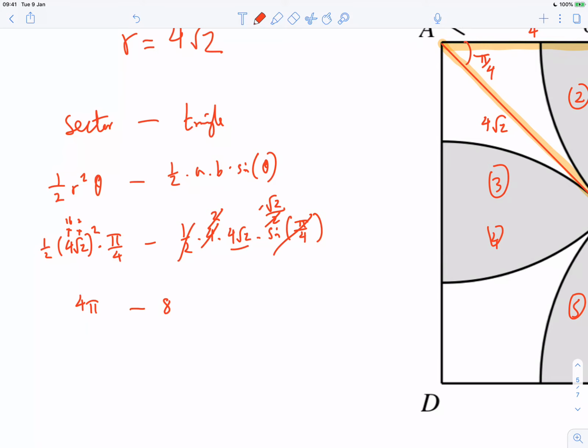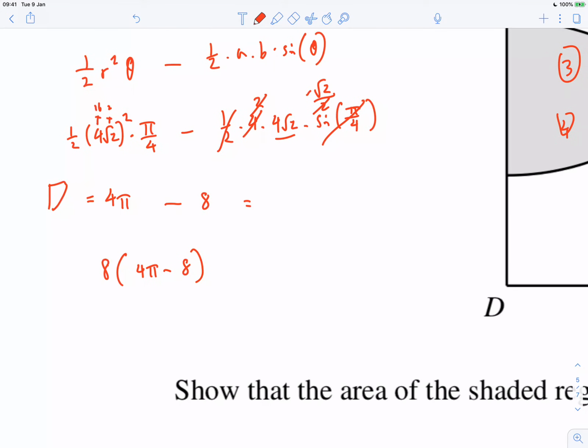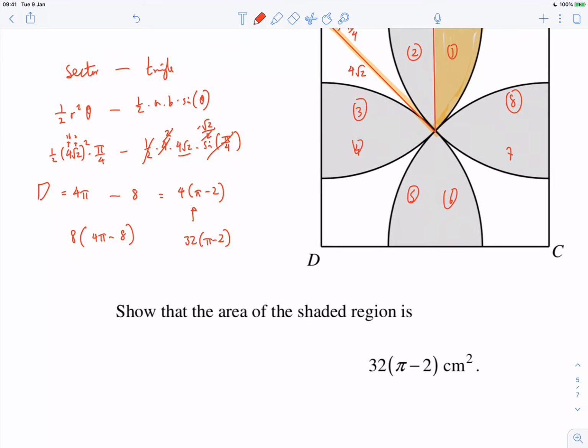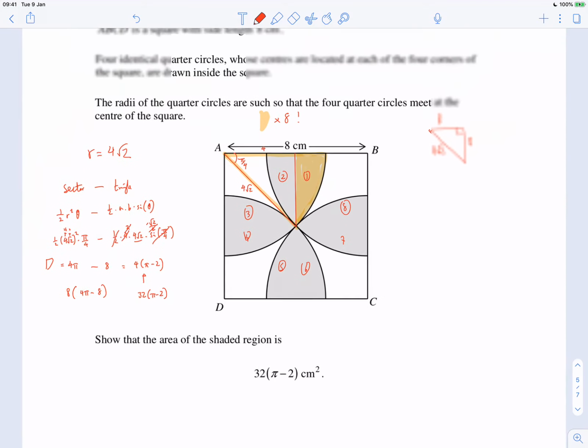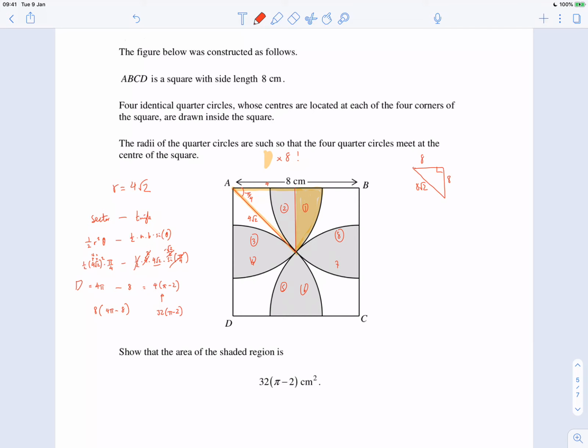Oh, that looks nice. So I've actually got 8 lots of 4 pi minus 8. Okay, because this was one of those crazy loopy things. Now 4 pi minus 8 is the same as 4 lots of pi minus 2. So if I've got 8 lots of this thing, 4 times 8, that means I've got 32 lots of pi minus 2. And there you go. That was it. So yeah, really nice question. Got you thinking about breaking down shapes into simpler ones and then scaling them up, and a bit of symmetry there. So yeah, good question.